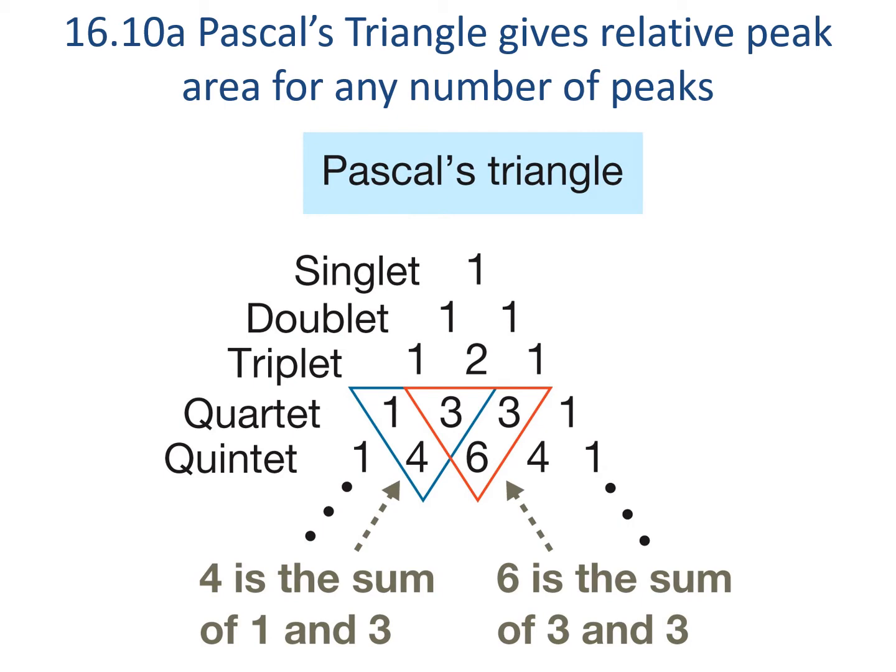If we look at the next row, even though it's not shown, a hextet would be a 1 to 5, the sum of the 1 and 4, 10, the sum of the 4 and 6, 10 again, and 5 and 1. And so we can build this up however long we need to.